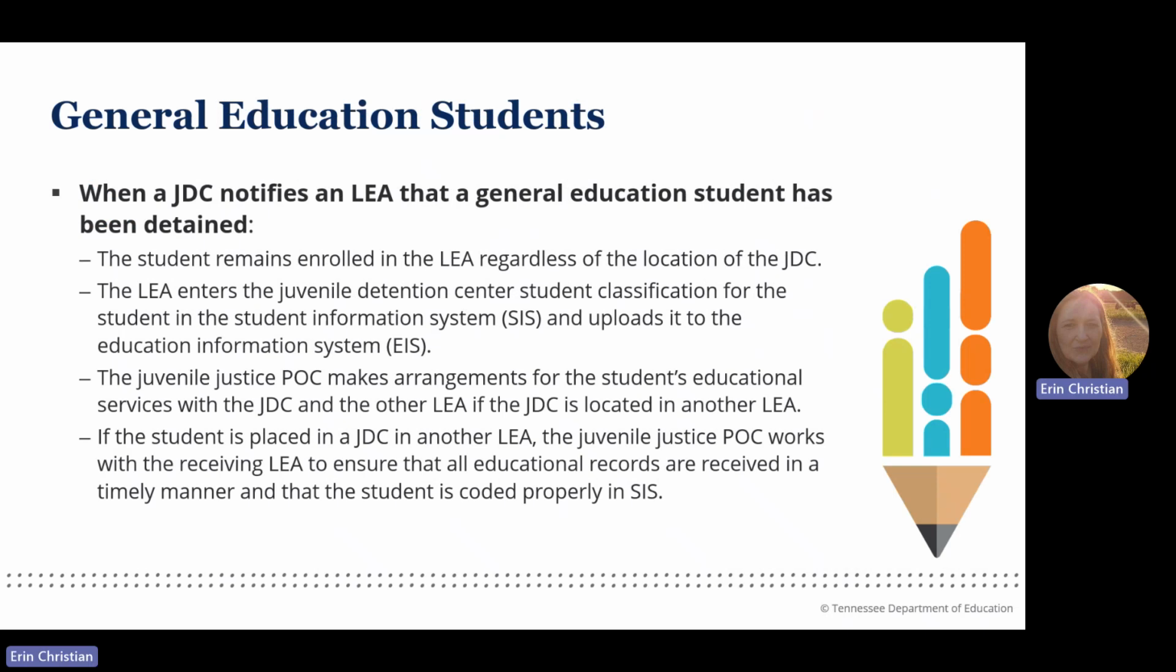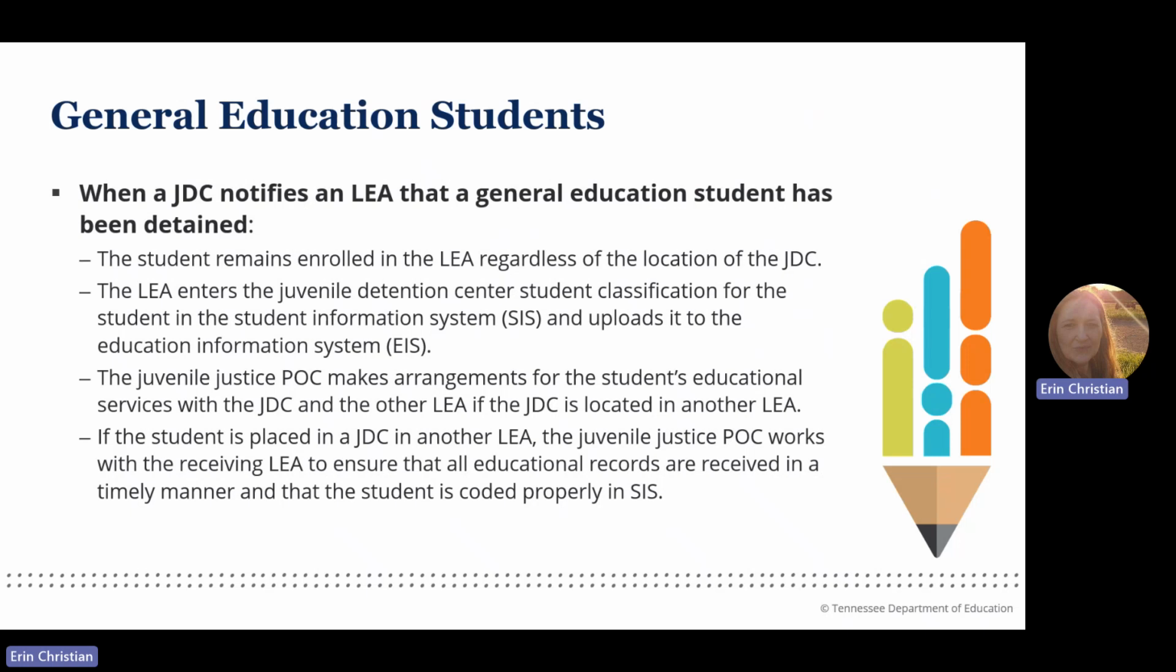For general education students, when a JDC notifies an LEA that a general education student has been detained, the student remains enrolled in the LEA regardless of the location of the JDC. The LEA enters the Juvenile Detention Center student classification for the student in the Student Information System and uploads it to the Education Information System, or EIS. The juvenile justice point of contact makes arrangements for the student's educational services with the JDC and the other LEA if the JDC is located in another LEA.